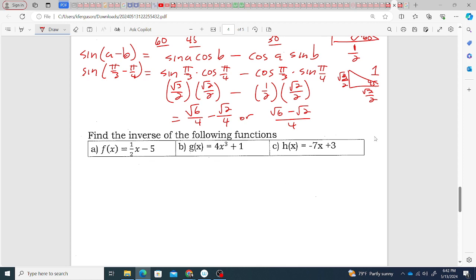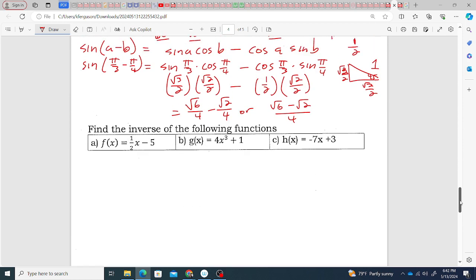All right, finding the inverses. This is the last thing I can do, and then I got to take a pause. Okay, so inverses. I'm going to change my f of x to y. So I got y equals 1/2 x minus 5. I'm simply changing this to where I isolate x. So first thing I'm going to do is add 5 to both sides. So y plus 5 equals 1/2 x.